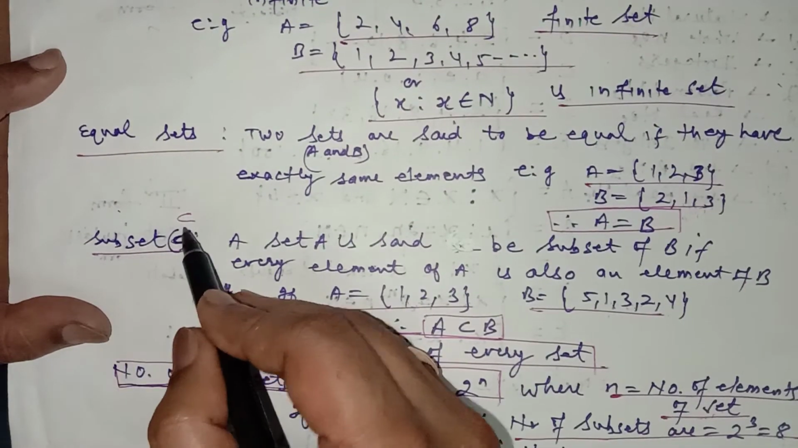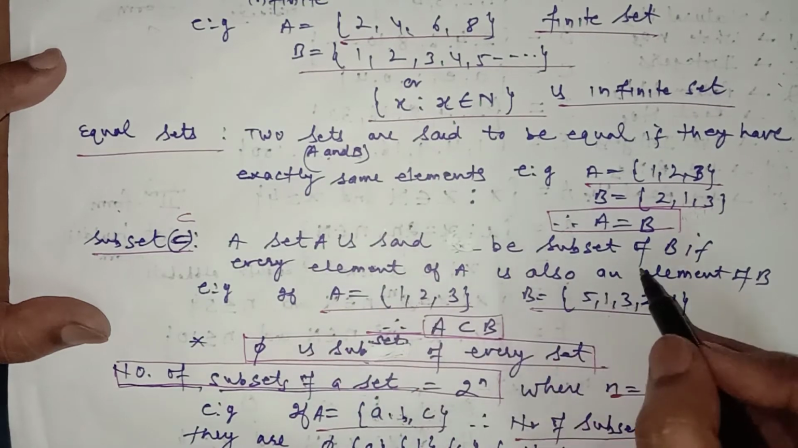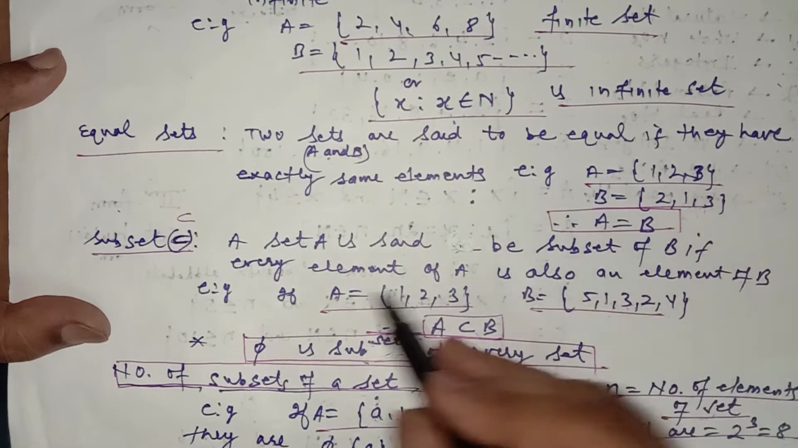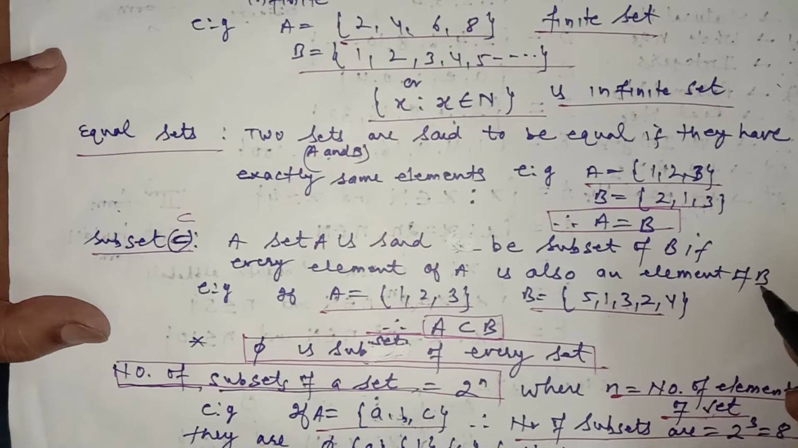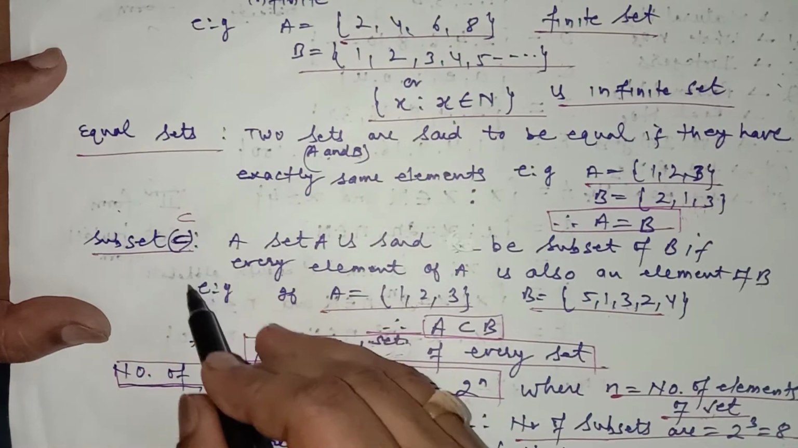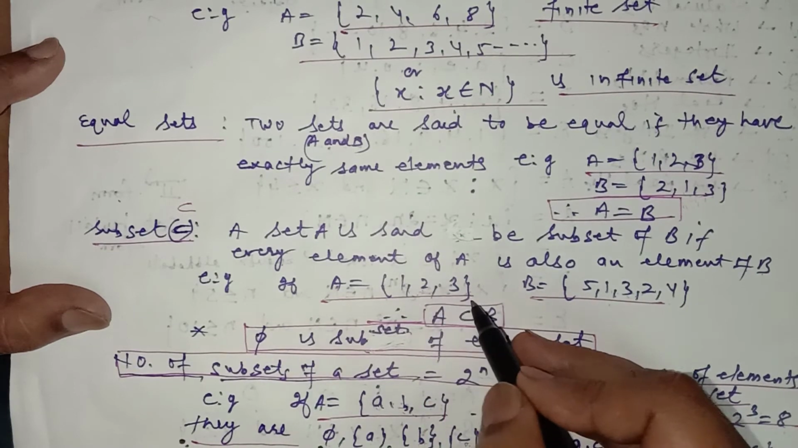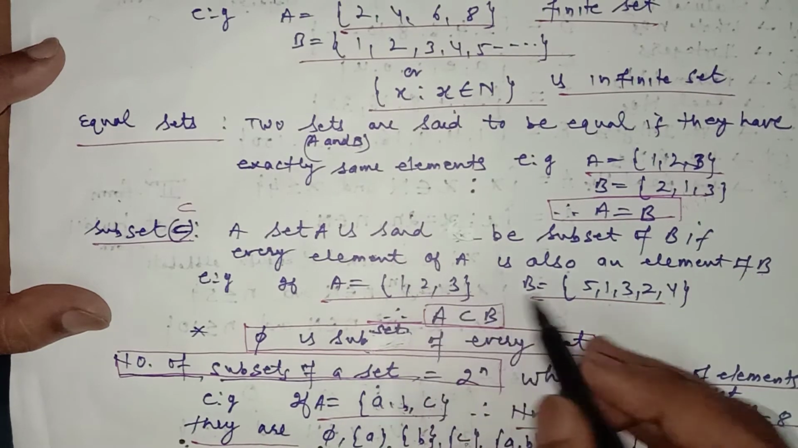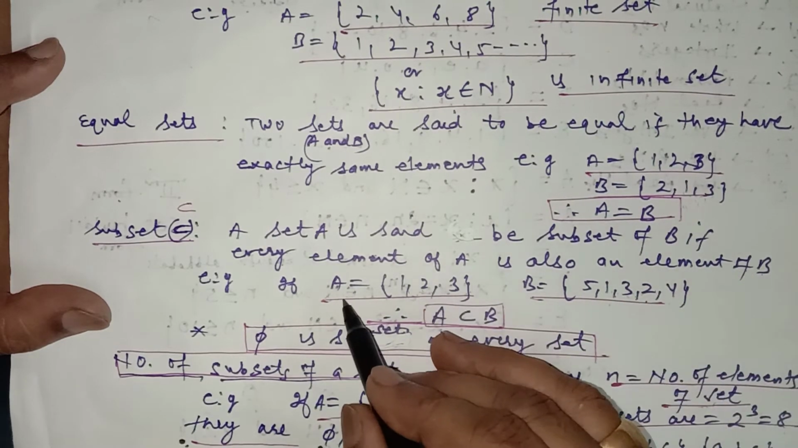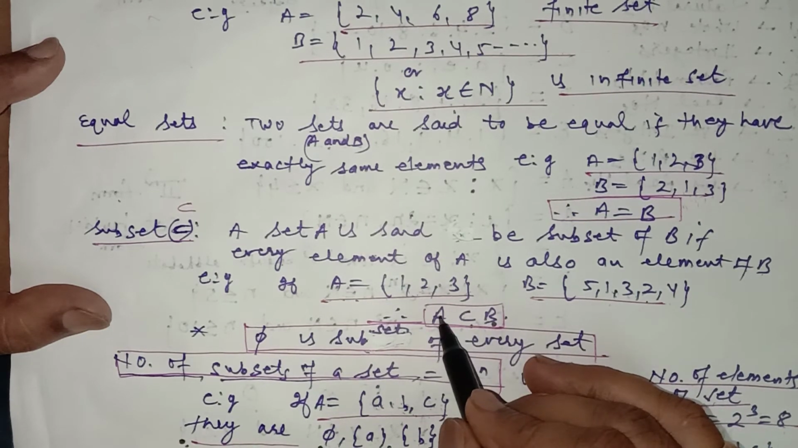Now subset. This is the sign for the subset. See it very carefully. A set A is said to be a subset of B if every element of set A is also an element of set B. It means if all the elements of set A are in set B also, then we say that A is a subset of B. For example, we have a set A having the elements 1, 2, 3, and set B having the elements 5, 1, 3, 2, 4. Since 1, 2, 3 is in set B, we can say that A is a subset of B, like this. A is a subset of B, or B is known as the superset of A.